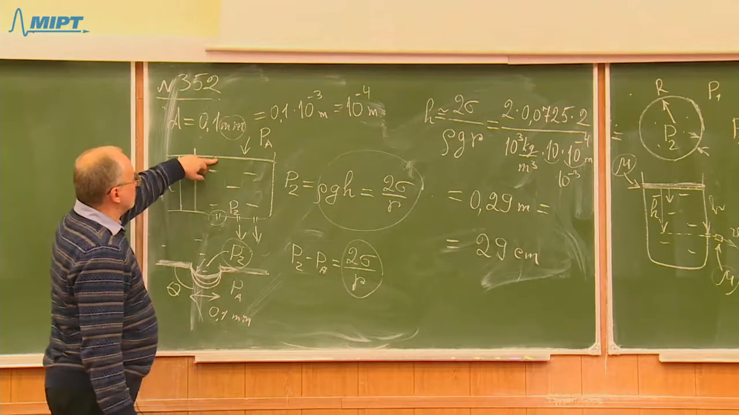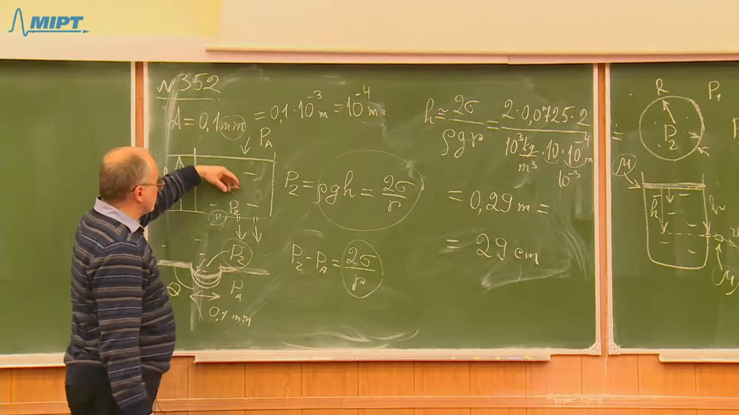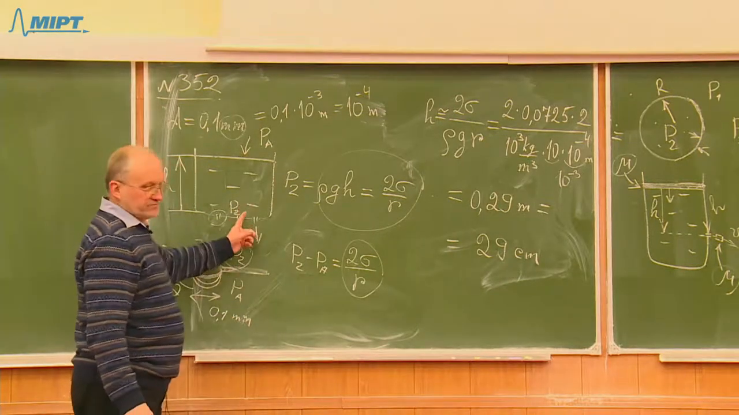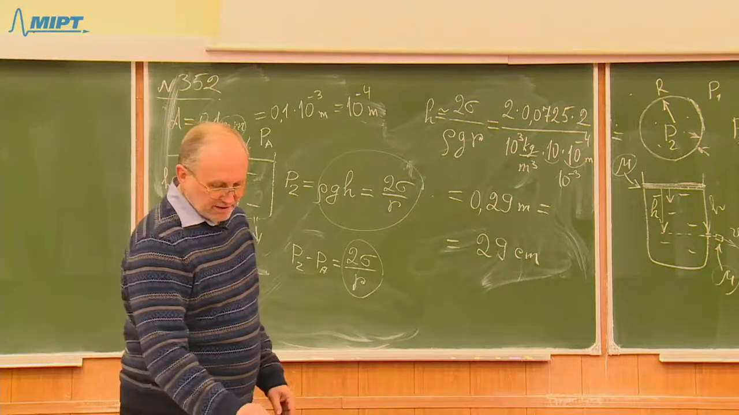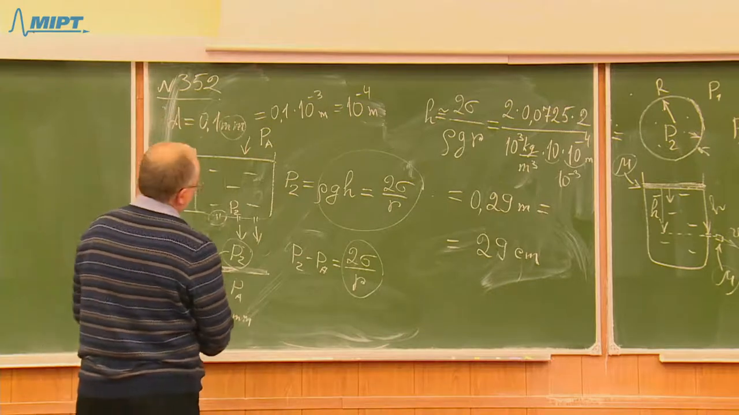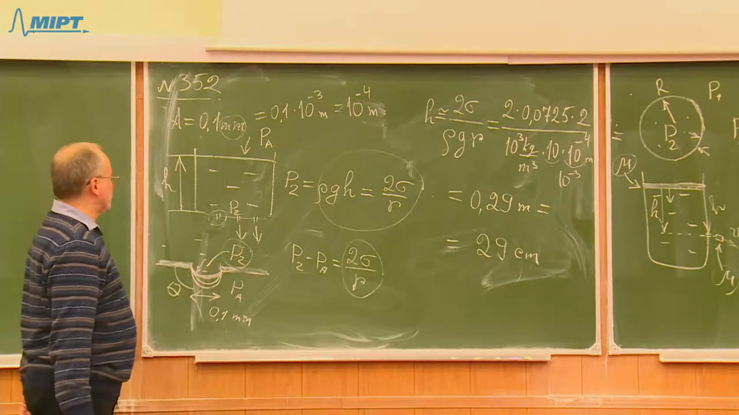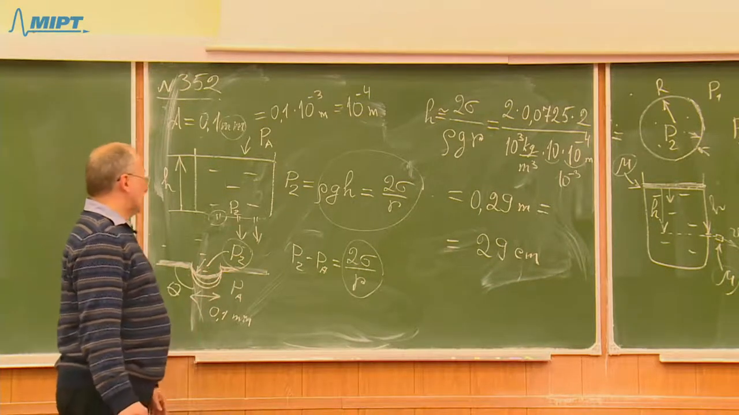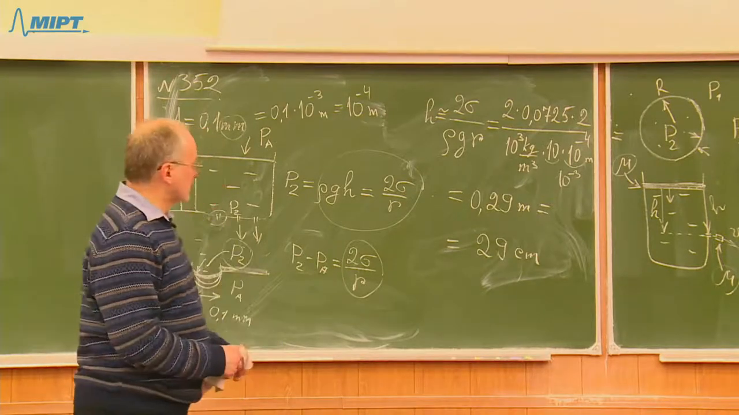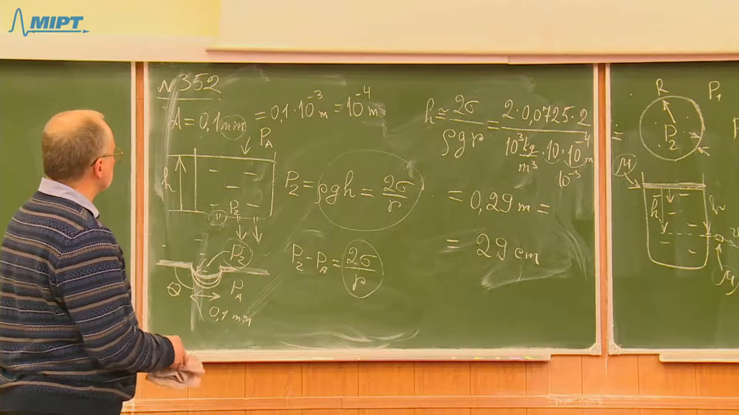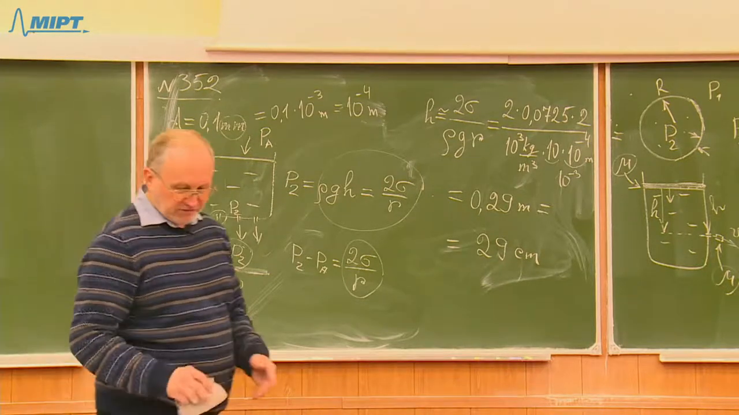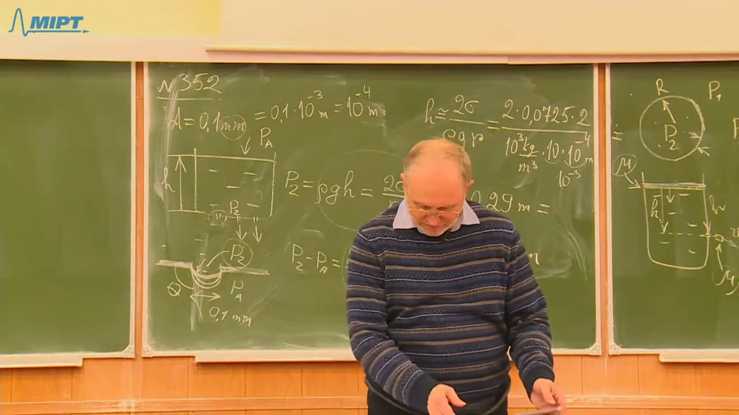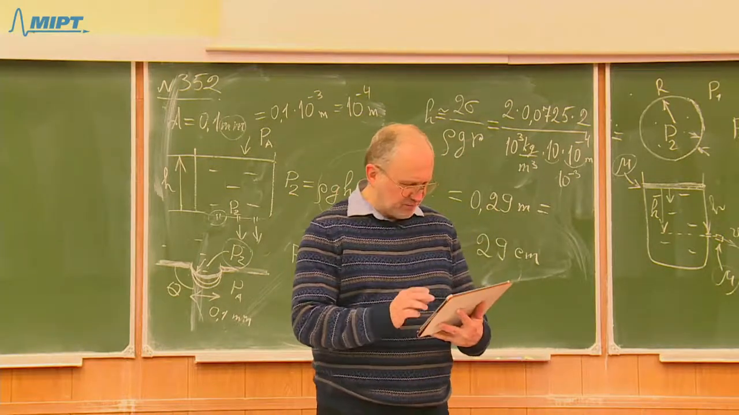The maximum amount of water which can be filled into this vessel so that the water doesn't flow out will be about 29 centimeters in this problem. Such is the calculation based on the capillary phenomena, on the pressure difference near the curved surface of liquid. So we have found the maximum amount of water which can be poured into this vessel. And the next problem.